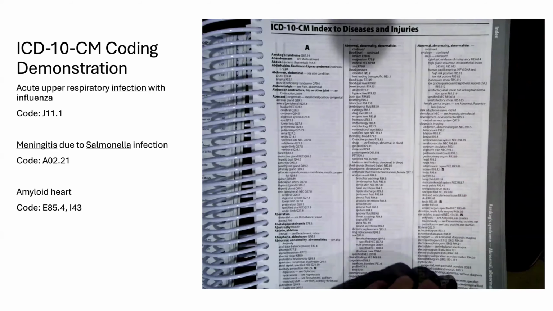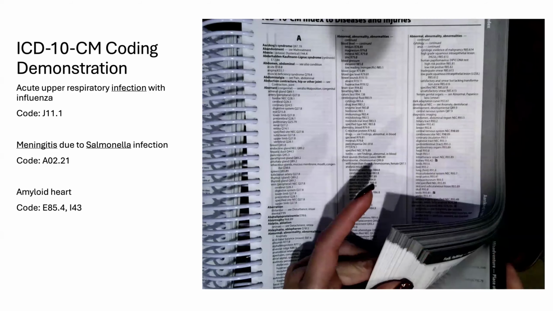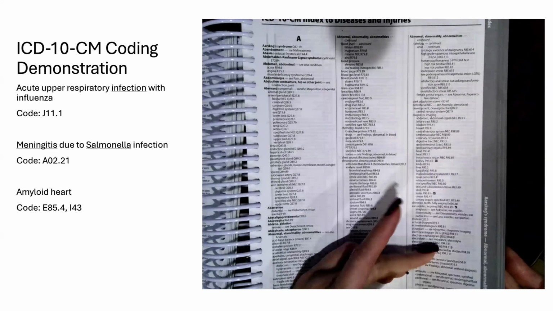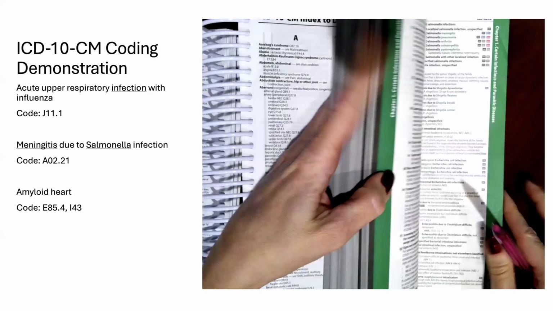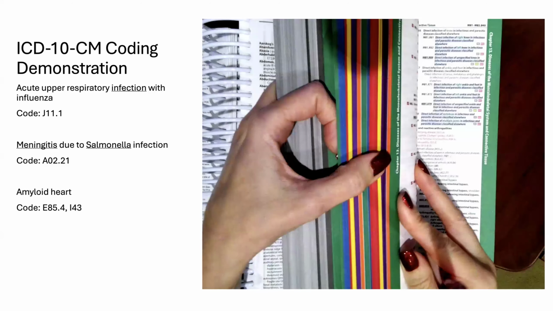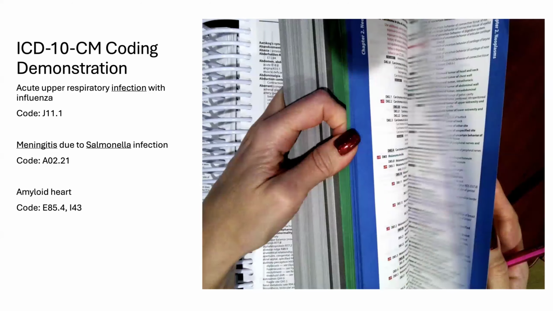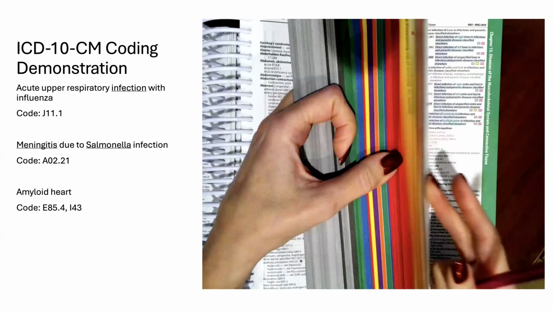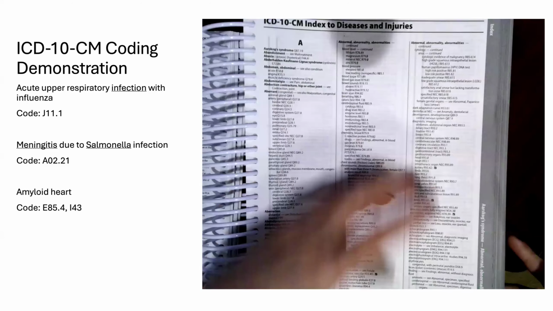After the index, all of this gray area is all index, right? All index. And then when I get to these colored pages, these are my different chapters of the tabular list. So learn how to quickly flip through to find what you're looking for.